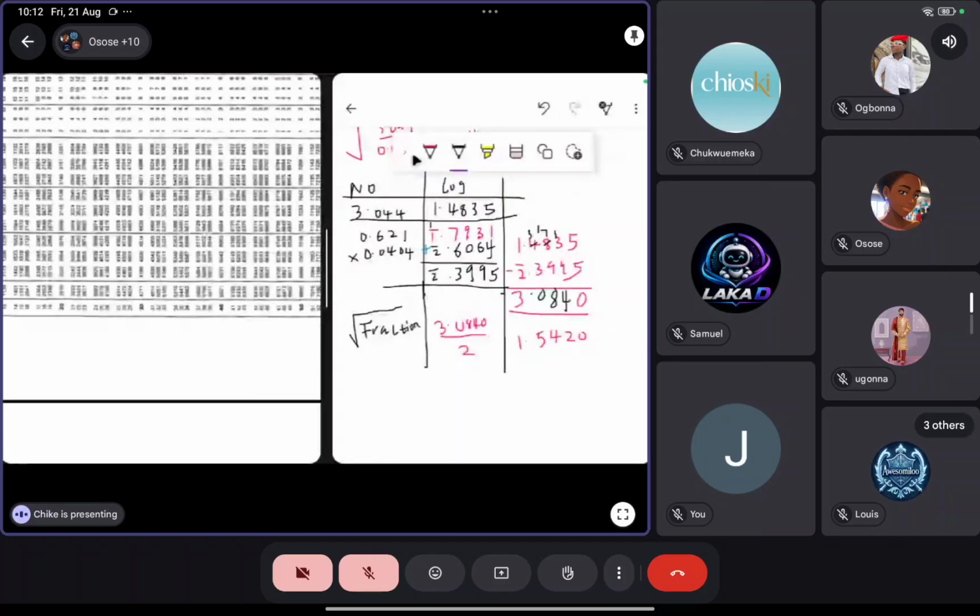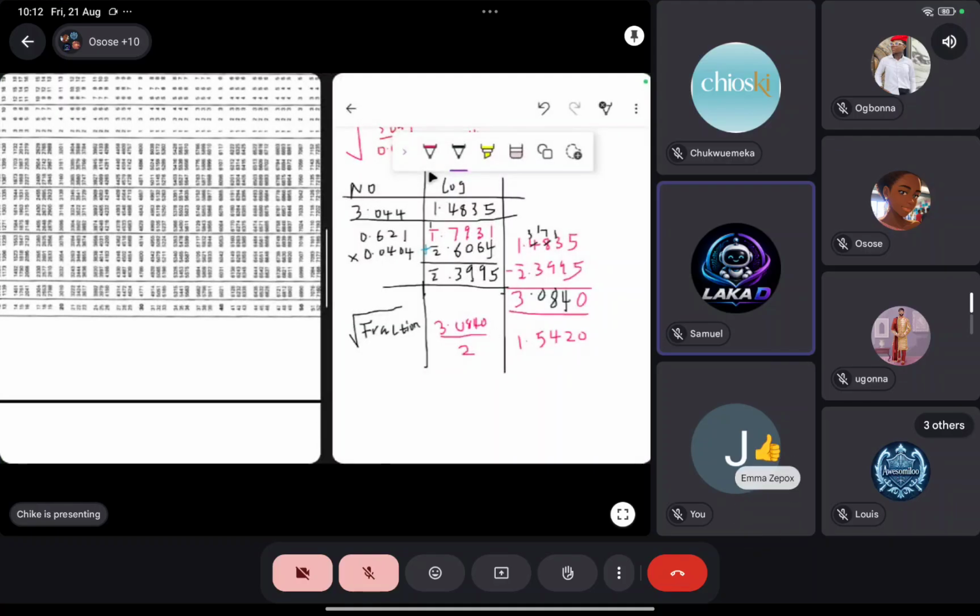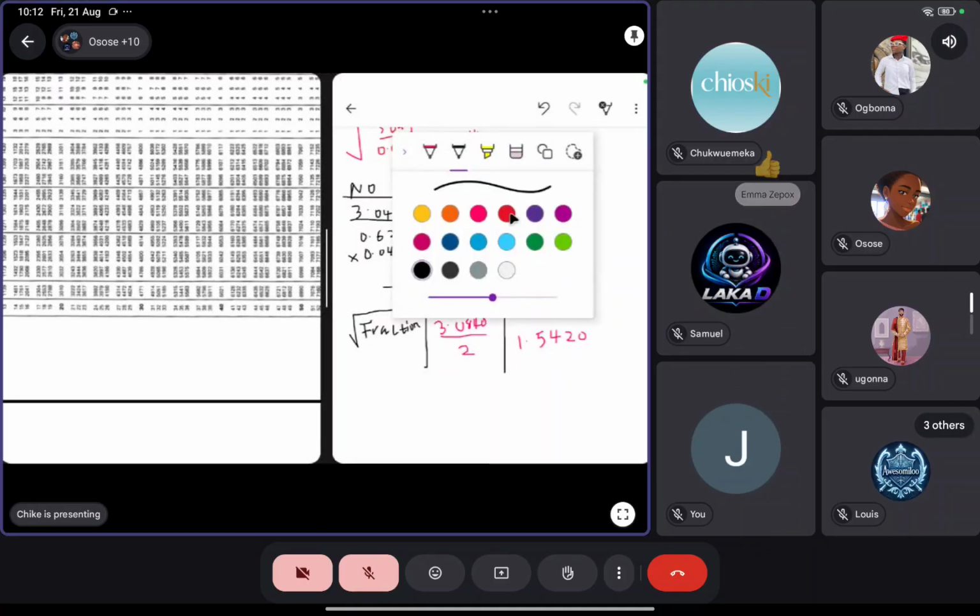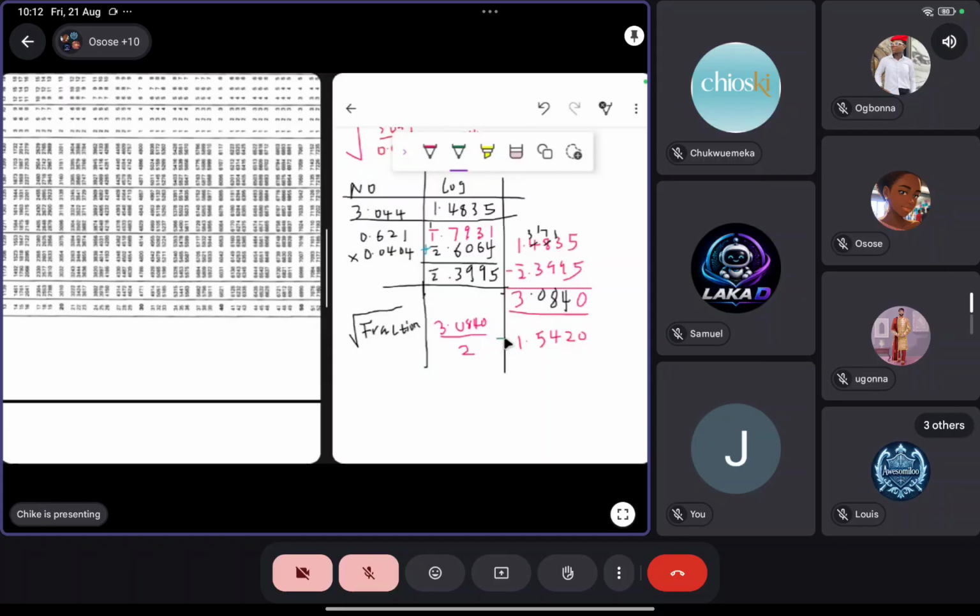I hope we are together. Yes, sir. So this is what it gave us, right? When I divided this, that 10 is 5, here is 4, here is 2. Yes, so that should be correct. So let's go back to numbers. I'll write it down here as 1.5420. So we'll go back using anti-log.